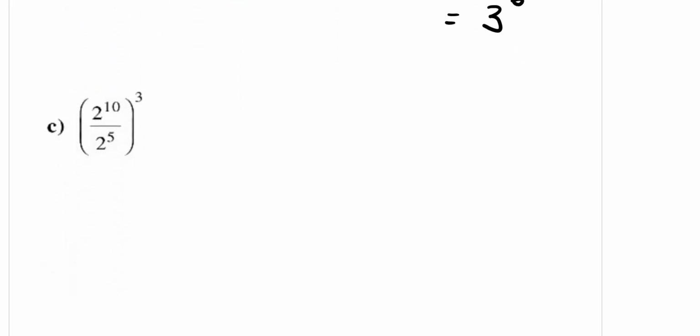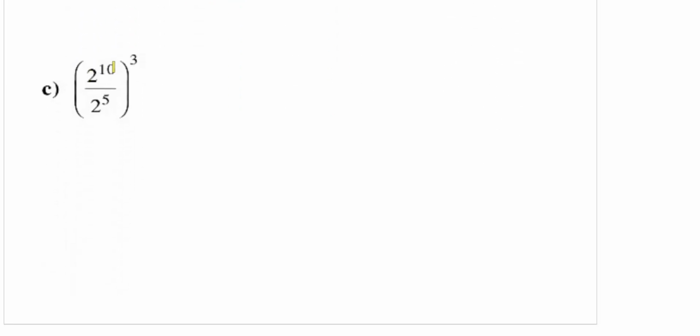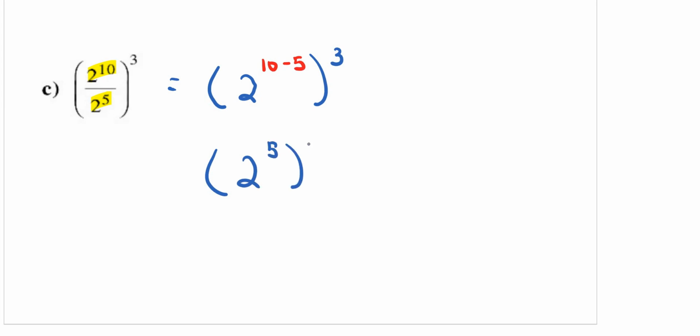Okay, let's move on. Next question here, let's go ahead and tackle the brackets first. If we're dividing, we subtract the powers, so 10 minus 5, all to the power of 3, and 10 minus 5 is going to be 5. And then now we just use the power to power rule there. We multiply that out and we get 2 to the power of 15. Great. Let's move on.